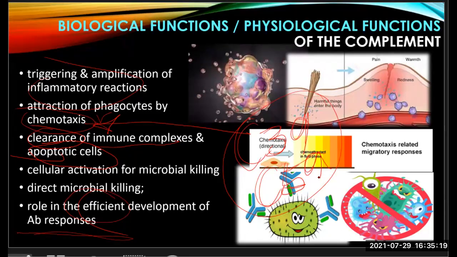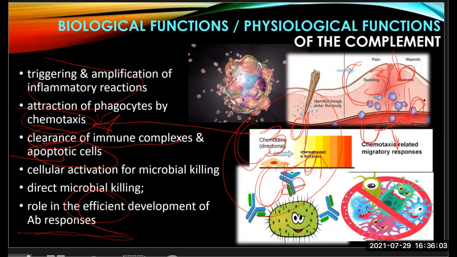So if we are talking about chemotaxis, which complement fragments are responsible for it? These fragments, C3a and C5a. While we have the large fragments too, C3b and C4b. These are the large fragments, C3b and C4b. They carry out opsonization. So for chemotaxis we have C3a and C5a, and for opsonization we have C3b and C4b.